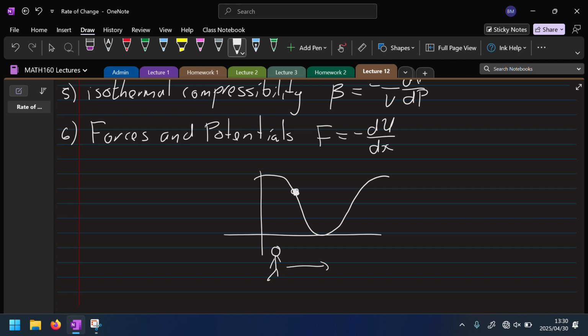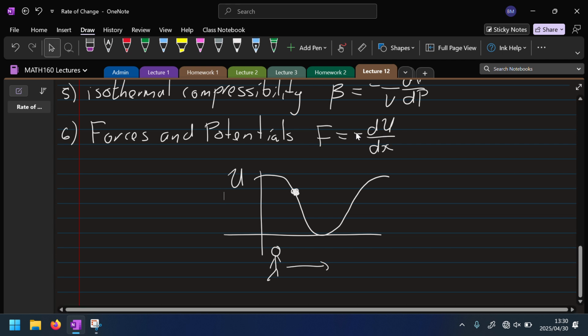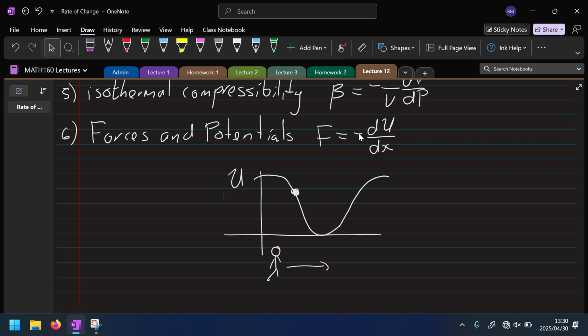So at this point here, the rate of change of the potential u is going to be negative because it's sloping down, but there's a minus sign in front. Don't forget that there. So the rate of change of the potential is negative, it's decreasing, but you've got a minus in front, so that gives you a positive value. So at this point, the force will be positive. It will push you that way, because this is sloping down.